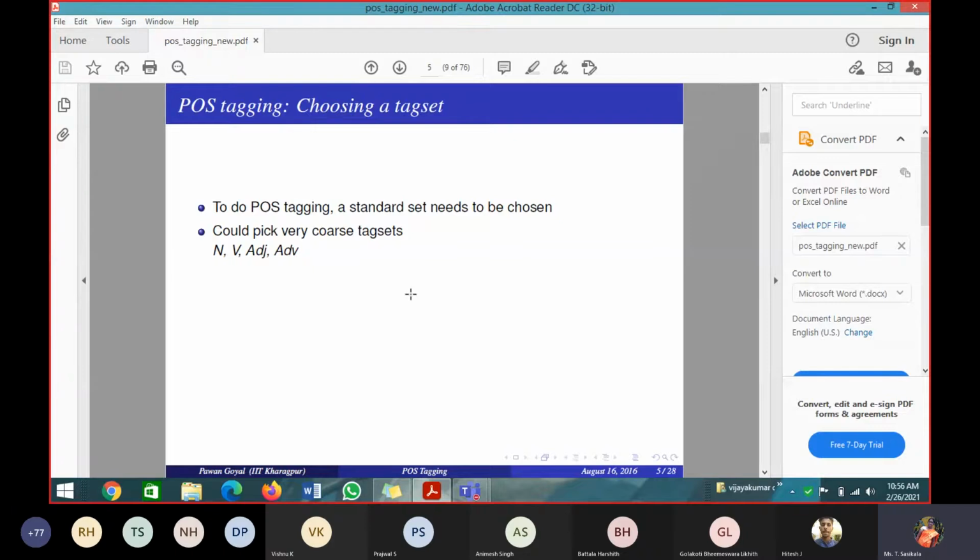Finding that a word is a noun is at the coarse level or the fine grain level? Coarse level. What will be the fine grain level for that word? I have taken a word, a noun, and whether it is a singular noun, plural noun, regular noun or irregular noun, that will be what for the same word? Fine grain level.